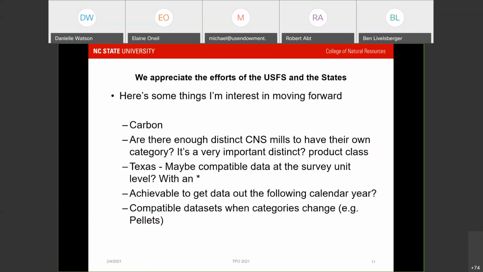It would also be nice to get the data out the following year. So I'm hoping that the move to a sample survey rather than a pseudo census will help us move in that direction. Again, if things were steady, it really wouldn't matter that much, but things are happening pretty fast these days. Lumber prices are at all-time highs. Saw timber prices in the South are still low. They're starting to come up.